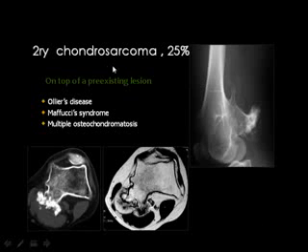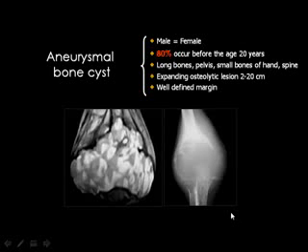And the chondrosarcoma may be primary and may be secondary. Secondary on top of osteochondroma, like in this case. Secondary on top of Ollier disease or enchondromata, on top of Maffucci syndrome, or on top of diaphyseal achalasia or multiple osteochondromatosis.